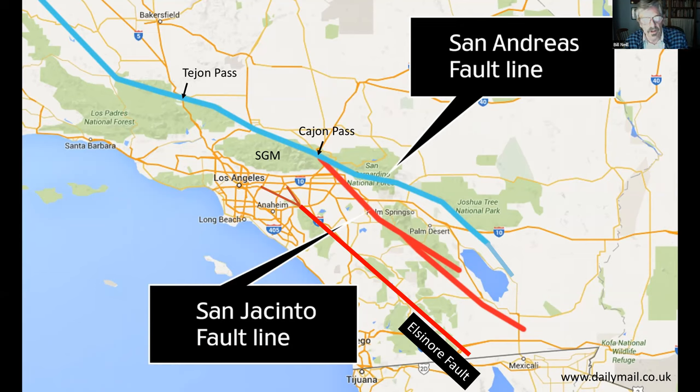of Southern California faults. And then I'm showing Cajon Pass and Tejon Pass, which are the limits of the San Gabriel Mountains from east to west.